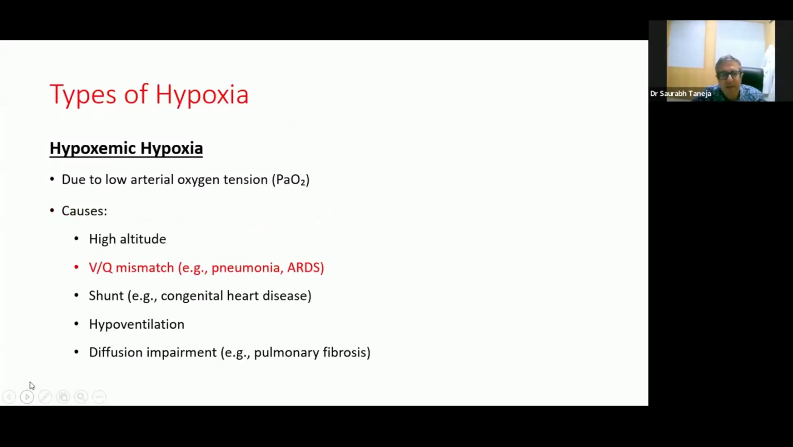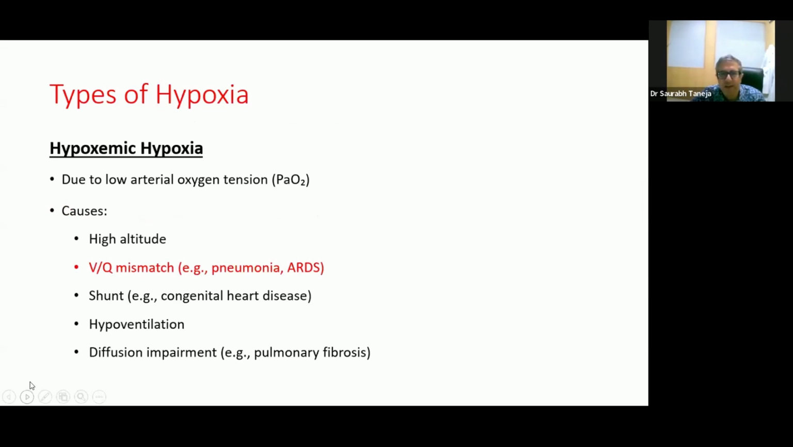Here we define hypoxemic hypoxia. There are 4 types of hypoxia, and we'll talk about all of them in a bit of detail. When we say hypoxemic hypoxia, the name itself is very clear. Although hypoxia is there, the cause of the hypoxia is hypoxemia, that is, low arterial oxygen tension. And it can be due to high altitude.